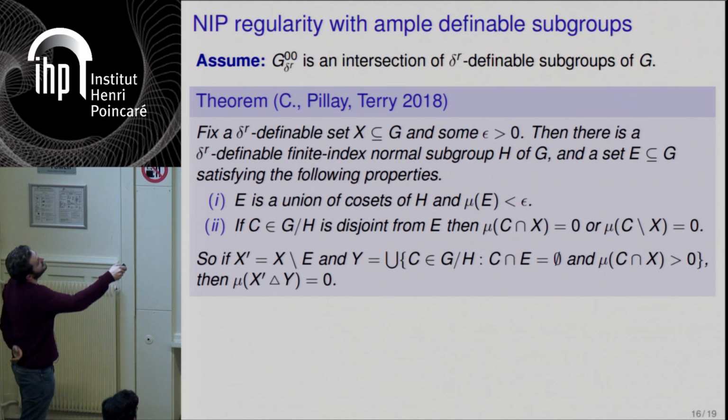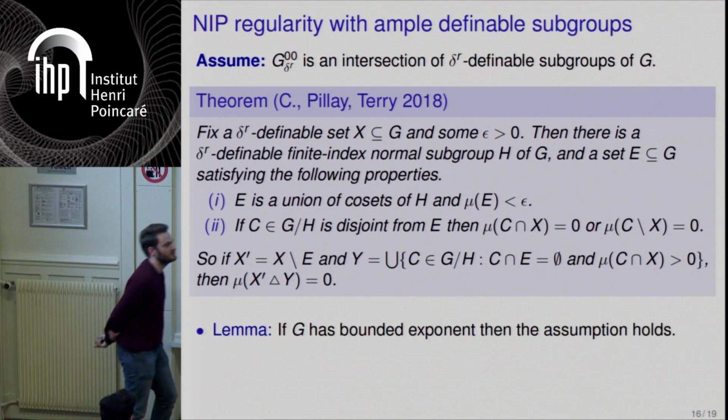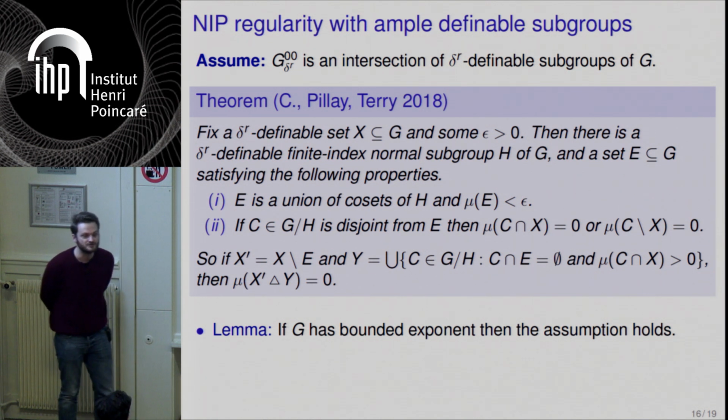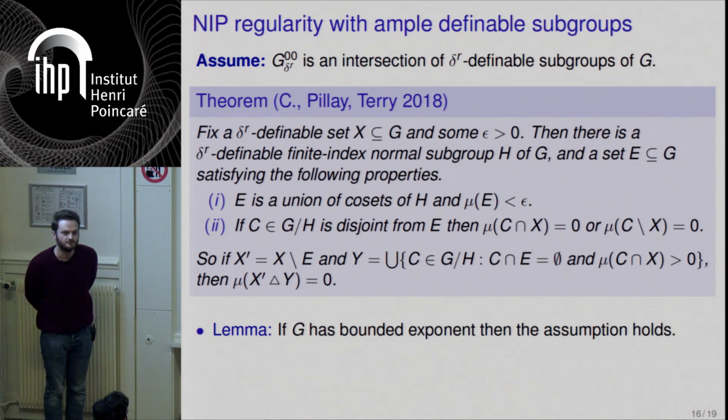But getting these definable groups here definitely very much depends on this assumption here, which does not always hold. This assumption is important. But one thing that you can prove, a small argument, is that if G has bounded exponent, then we get this assumption. G00 is an intersection of definable groups. It's not trivial. It uses something. It's not long, but it's true.